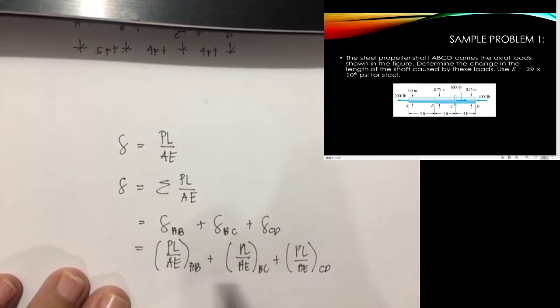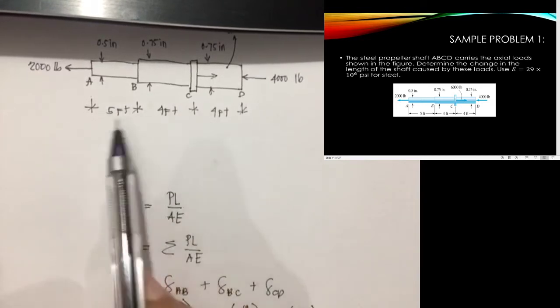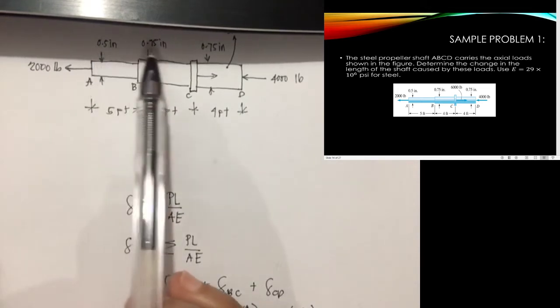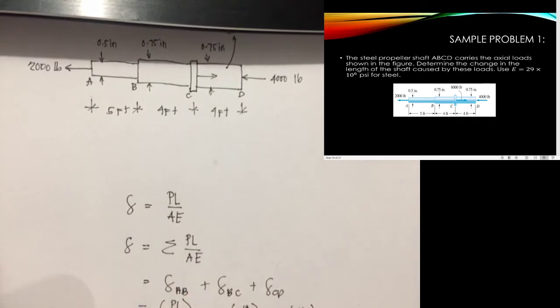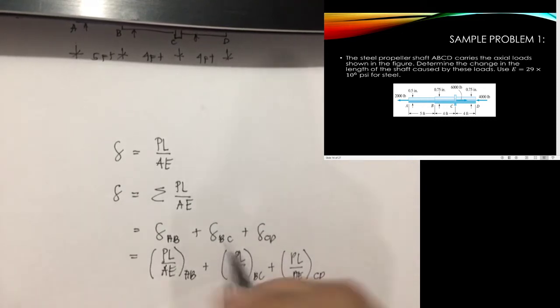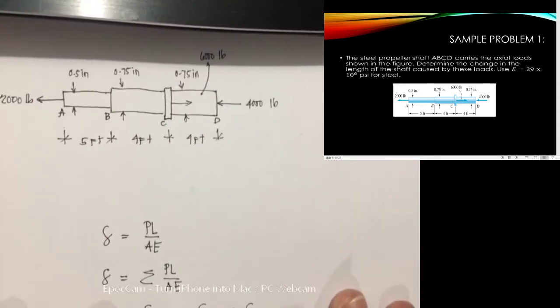We know the length. All these lengths are given. Then, we can also get the area since the diameters are given, right? Also, the modulus of elasticity is given for steel. How about the applied load? We have to determine the applied load for each section. We can actually use the axial force diagram or FBD. So, either one of those, you can use.